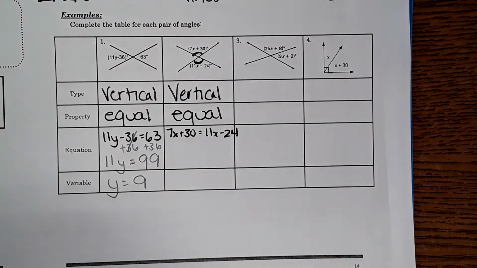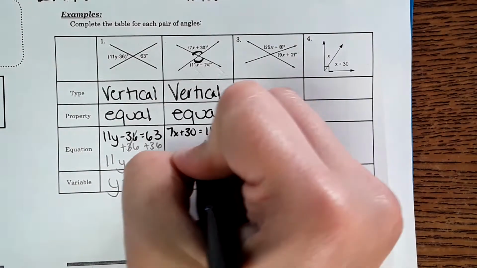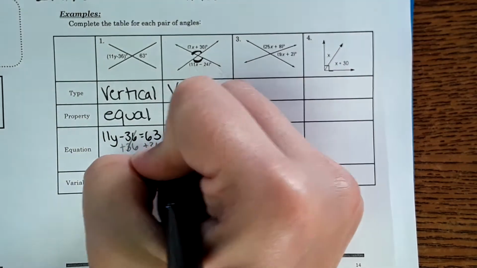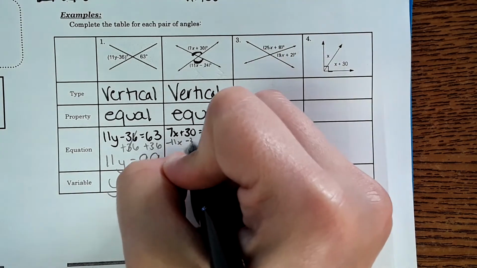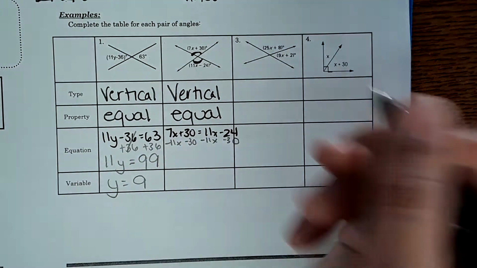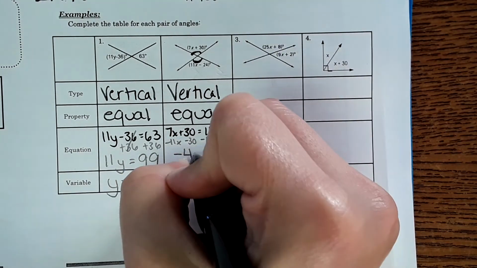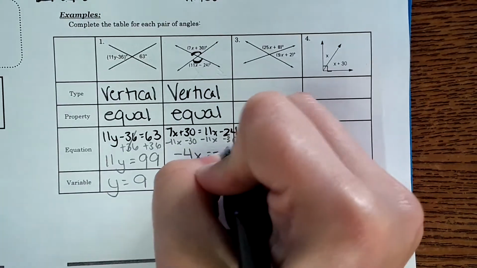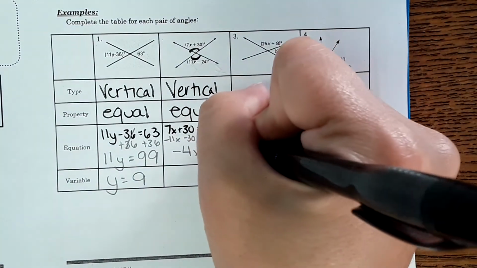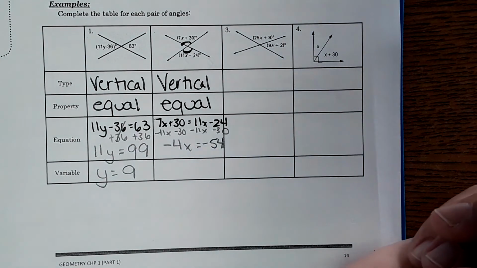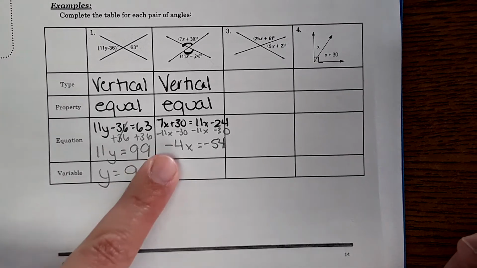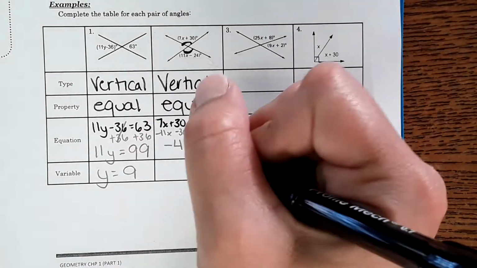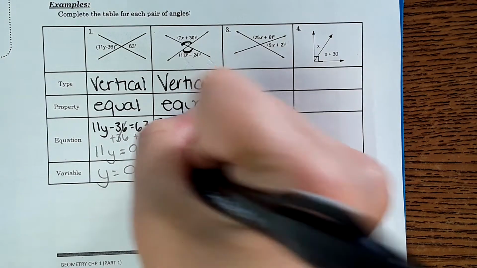And solving this, put the x's on one side. Also going to put the constants on the other side. I get negative 4x equals negative 54. And then from here, divide both sides by negative 4, and you'd get x equals 13.5.